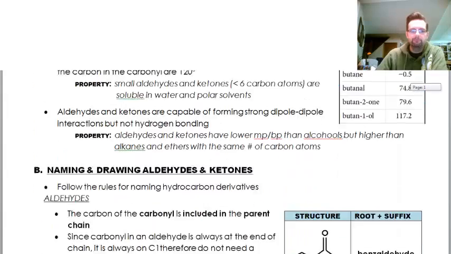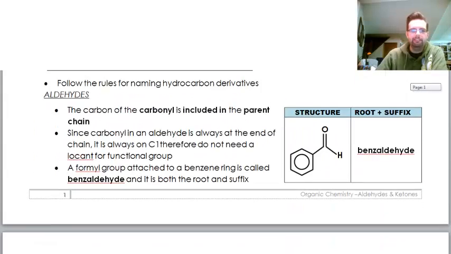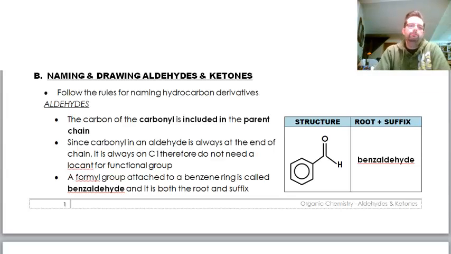Alright, let's skip on down to the naming of aldehydes and ketones. When it comes to aldehydes and ketones both, the carbon that is in your functional group, that carbon of your carbonyl functional group, is included in your parent chain. Now, for aldehydes, because we have that hydrogen there, that carbon must be at the end of a carbon chain. And as a result, there's only ever one position for it. And therefore, you don't need to assign a locant to the carbonyl in an aldehyde.